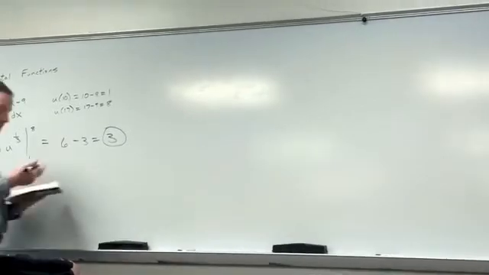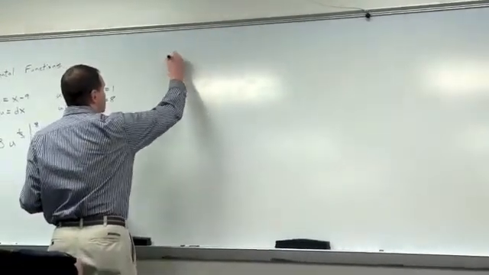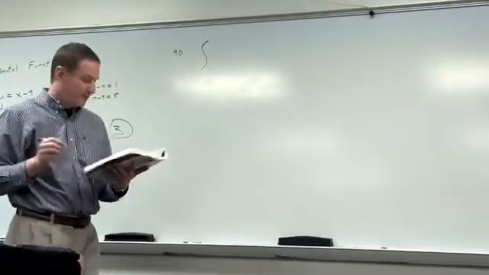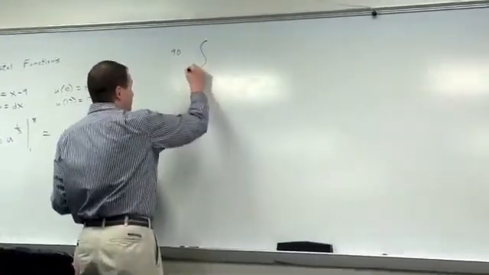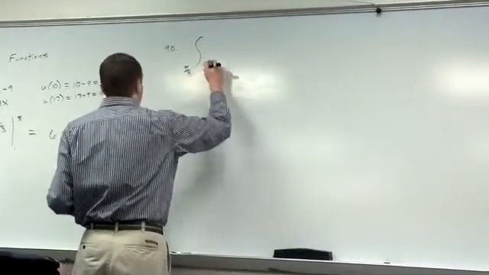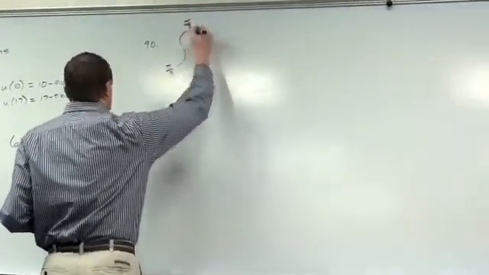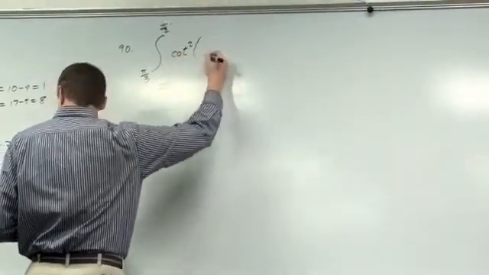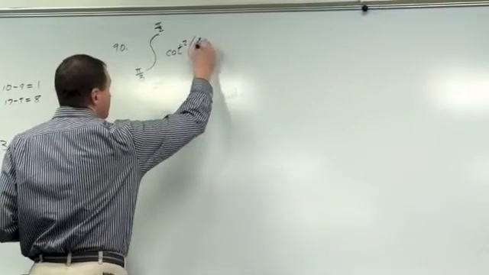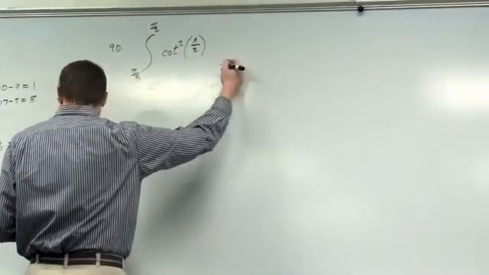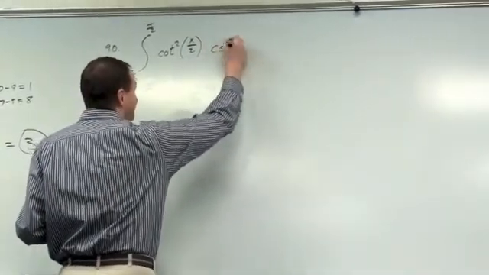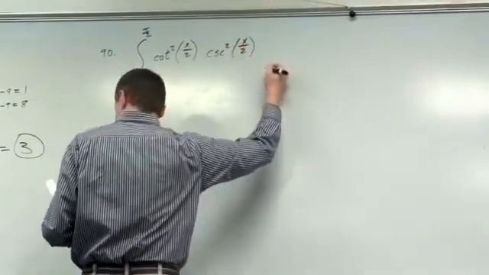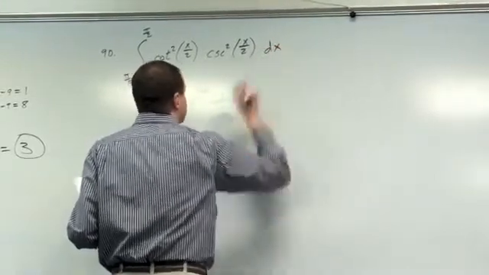Number 90. Let's see if they make up for it on this one. It is wonderful trig, so that's a good thing. Pi over 3 to pi over 2. And it gives us cotangent squared of x over 2, and then cosecant squared x over 2 dx.